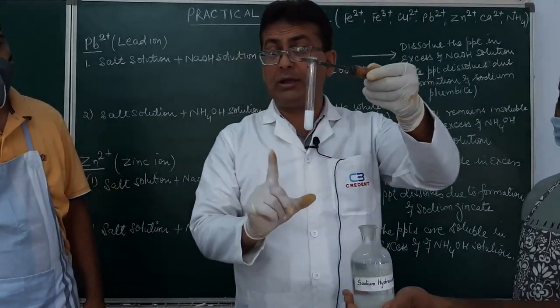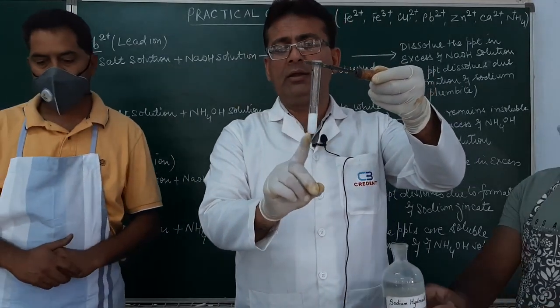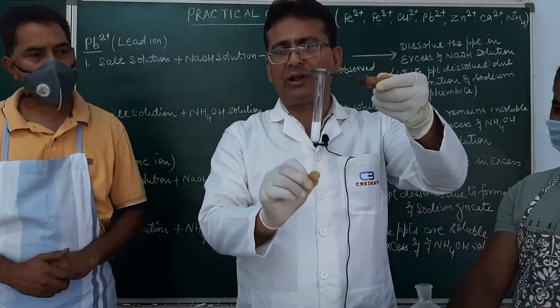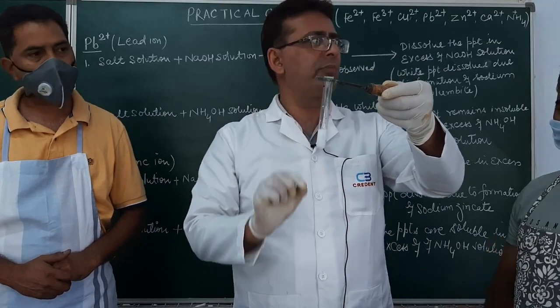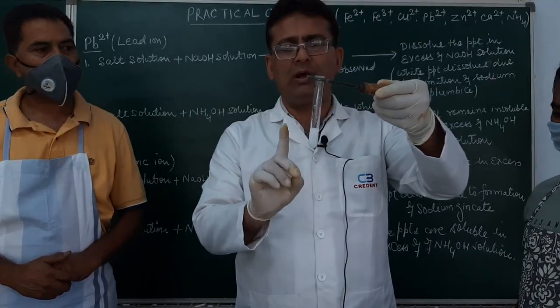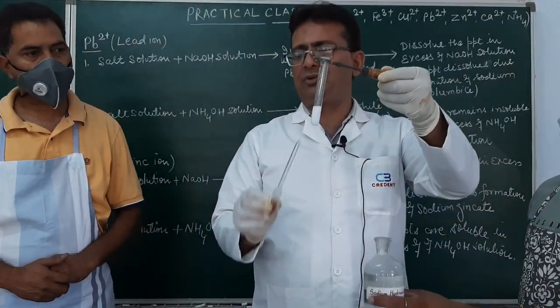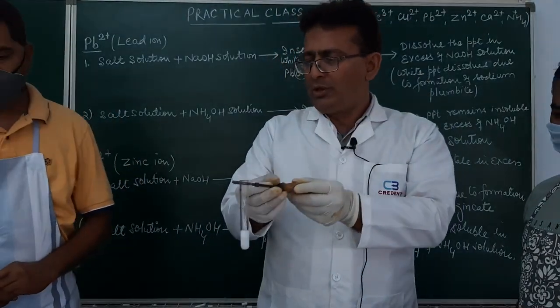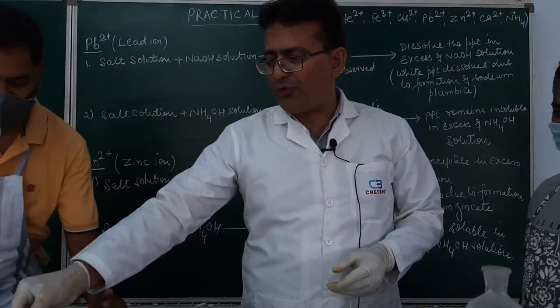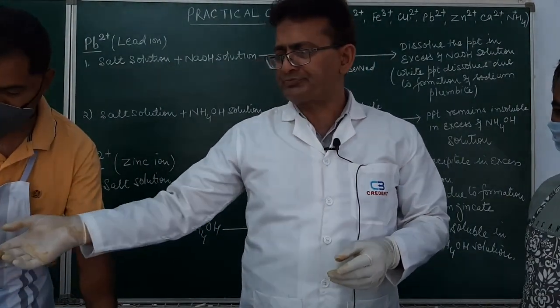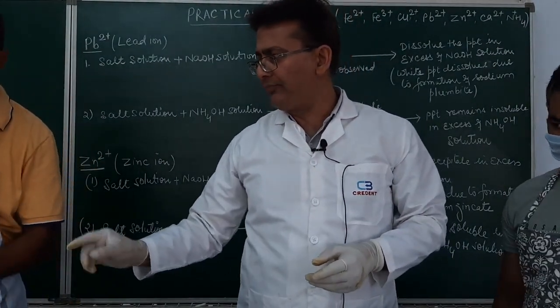I think I must be very clear. First of all, we added sodium hydroxide solution in the lesser amount. Insoluble white precipitate of lead hydroxide is observed. When dissolved in excess, the precipitate dissolves. Now, we will try to identify through ammonium hydroxide solution.